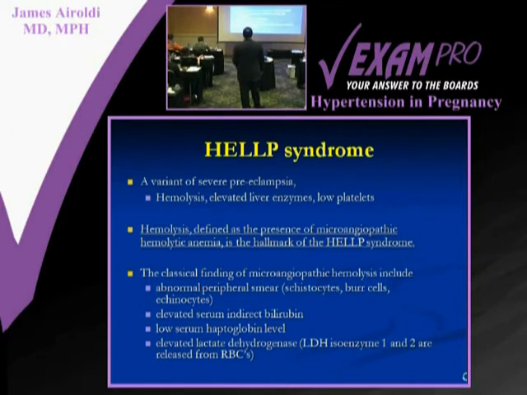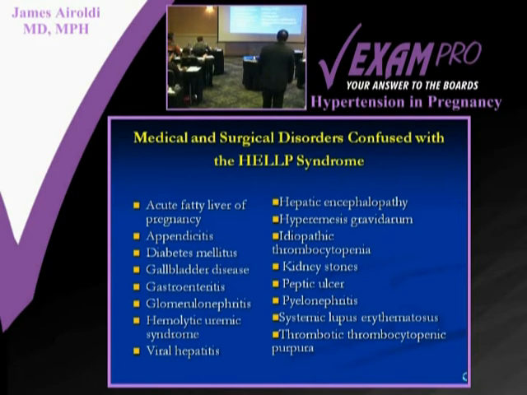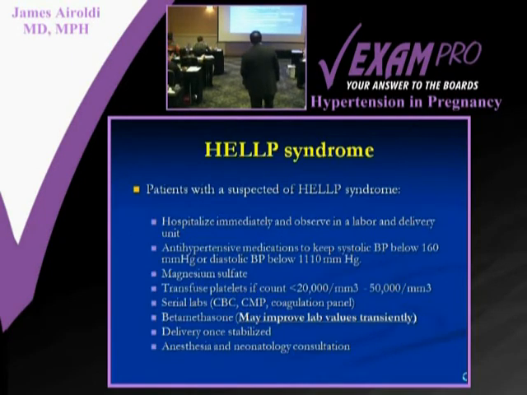The classic findings for HELLP syndrome: abnormal peripheral smear. For HELLP syndrome, remember, there are a lot of variants. But the key is that you need some form of hemolysis to make the diagnosis. And that can be either an abnormal smear, an elevated indirect bili, a low haptoglobin level, or an elevated LDH isoenzyme 1 or 2. And that's HELLP syndrome. And there are a lot of different things that can look like HELLP syndrome.